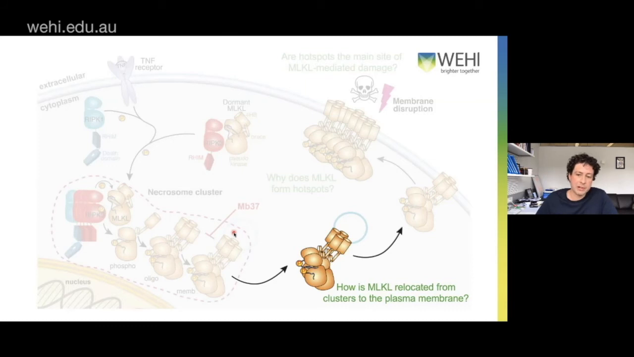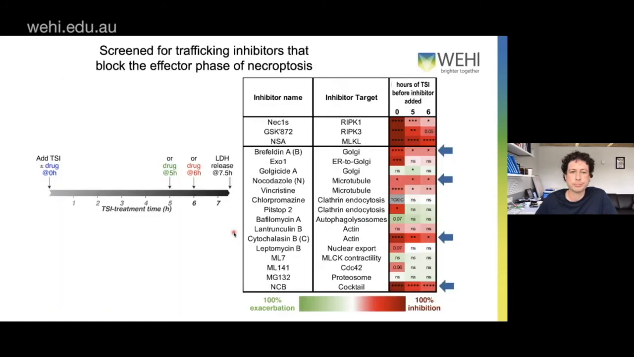The next question is, how is MLKL relocating from the internal clusters to the cell periphery? To get at this question, we screened a variety of trafficking inhibitors for their ability to block this terminal effector phase of necroptosis. What I mean by that is we tried 3 different conditions. One where you add a trafficking inhibitor upfront together with a necroptotic stimulus, or you add these trafficking inhibitors very late, so 5 or 6 hours after we know MLKL is already fully biochemically activated.